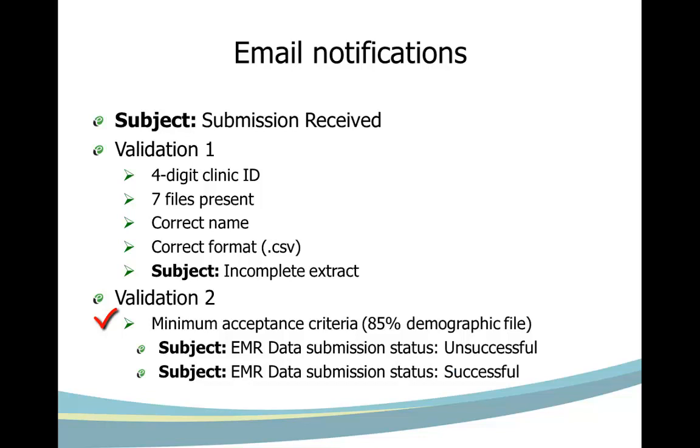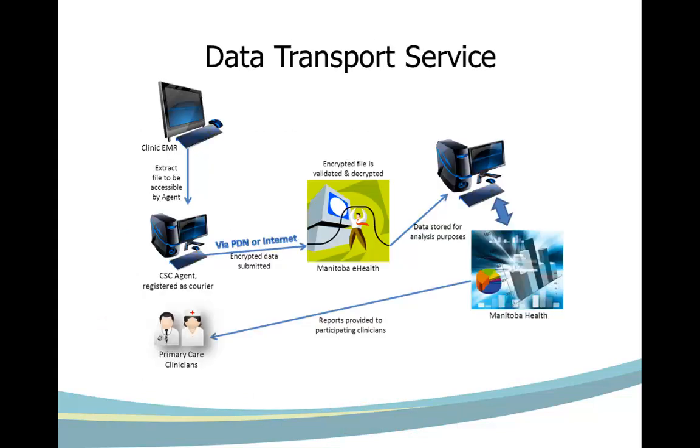In the body of this email, there will be information about the reports you will receive after Manitoba Health has analyzed the data. At this time, I will give a brief overview on the data transport service, which explains how the data gets to Manitoba Health for review. The first step is to work with Manitoba eHealth to install software on-site on the clinic's hardware to act as a secure pipeline for the data. In most cases, instructions can be given over the phone. Once registered as a secure courier, the clinic is authorized to submit their extract to Manitoba eHealth.